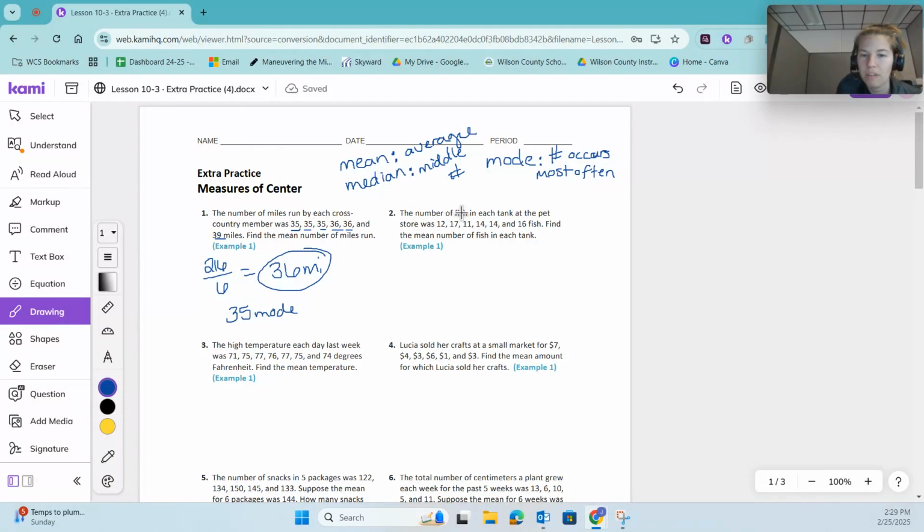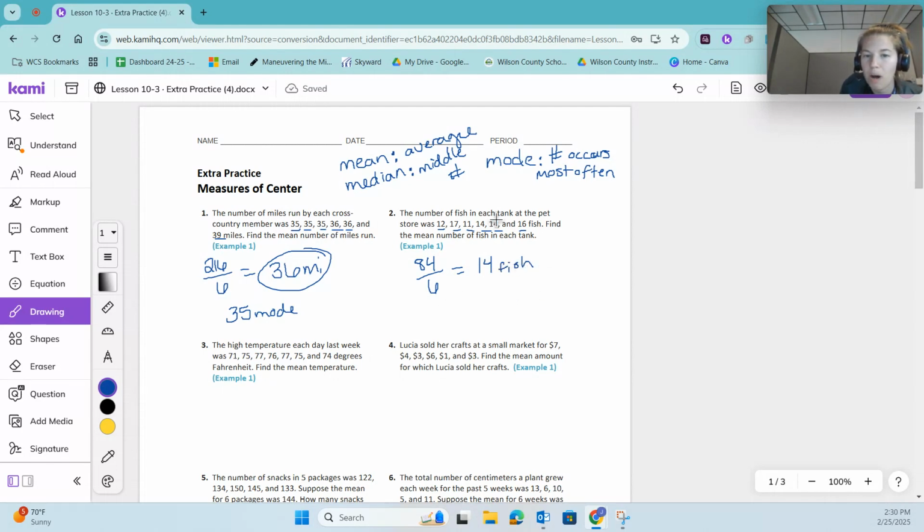Okay, next one. The number of fish in a tank at a pet store was 12, 17, 11, 14, 14, and 16 fish. Find the mean number of fish in each tank. So again, mean is average, so we're going to add them all up. 12 plus 17 plus 11 plus 14 plus 14 plus 16 is 84. We checked 1, 2, 3, 4, 5, 6 different tanks, so we will divide that number by 6. And the average number was 14 fish in a tank.